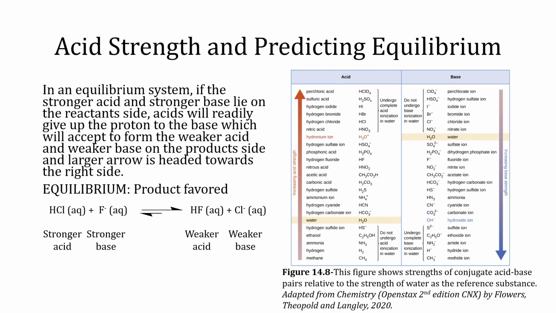Equilibrium is product favored. An example is HCl plus F- is going to drive towards the product side, forming HF and Cl-. The reason is HCl is a stronger acid than HF. Additionally, F- is a stronger base than Cl-.